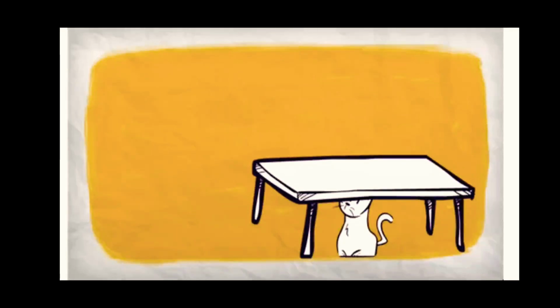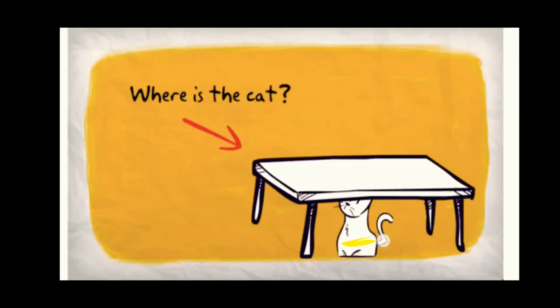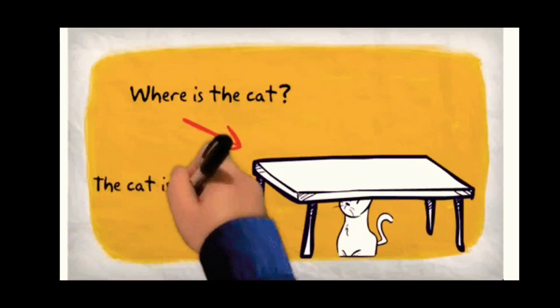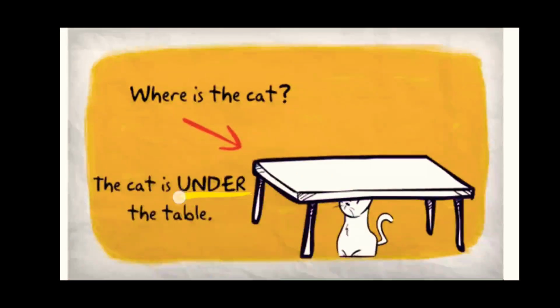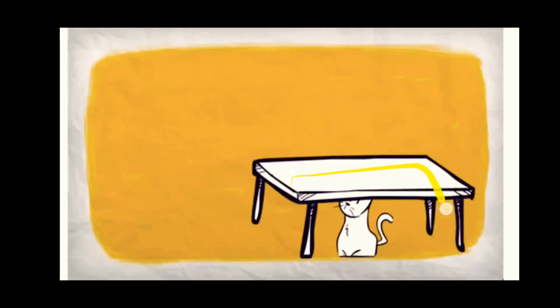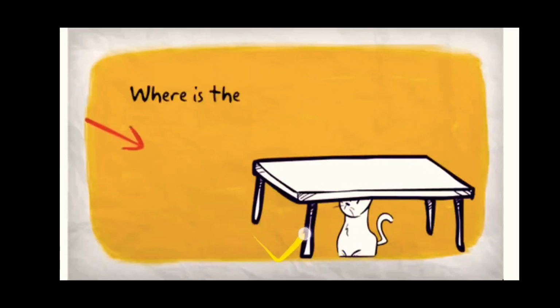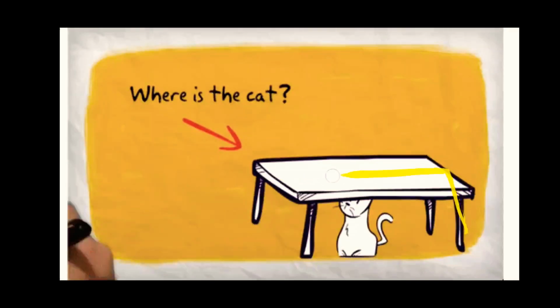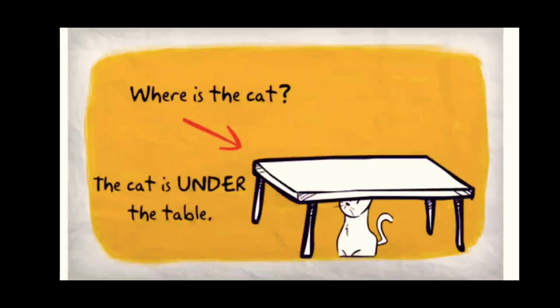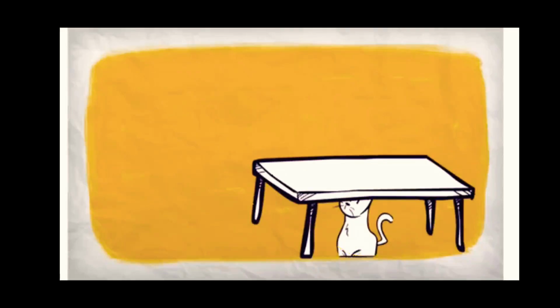So first, look at this cat. Where is the cat? The cat is under the table. So under is the preposition here, and under is used when something is at a lower position as compared to another thing. So the cat is under the table.